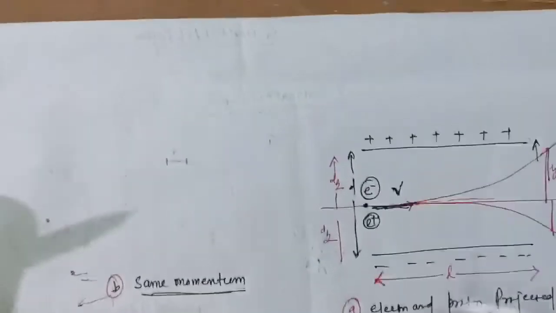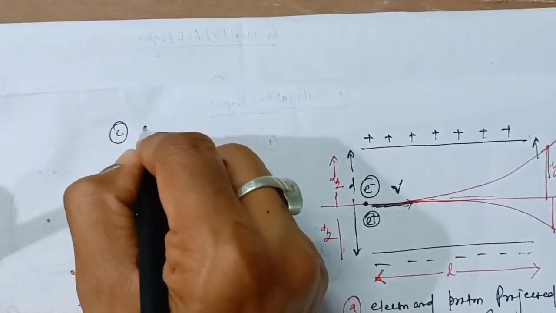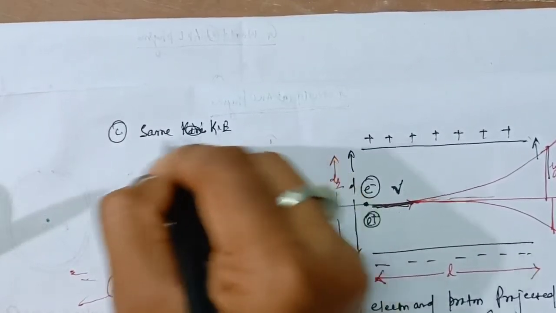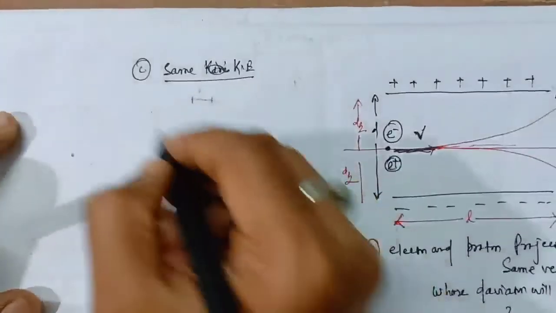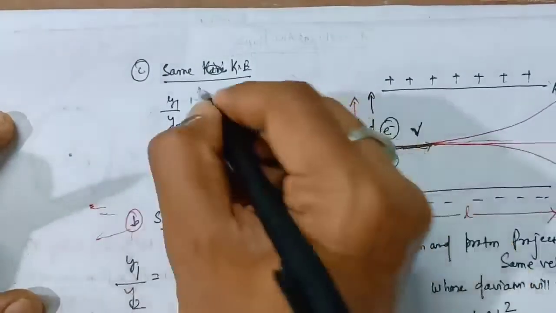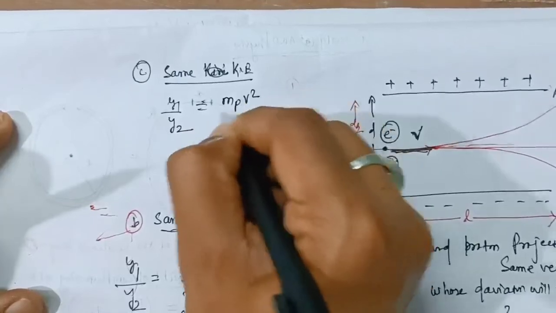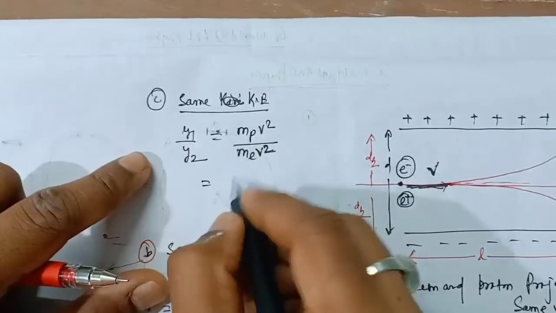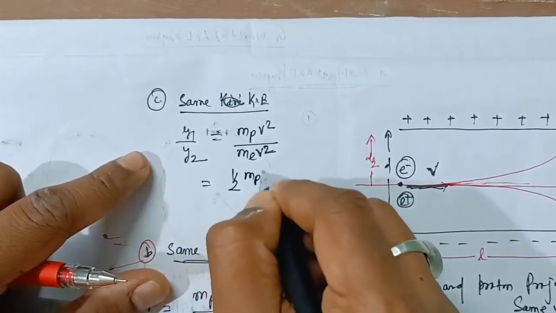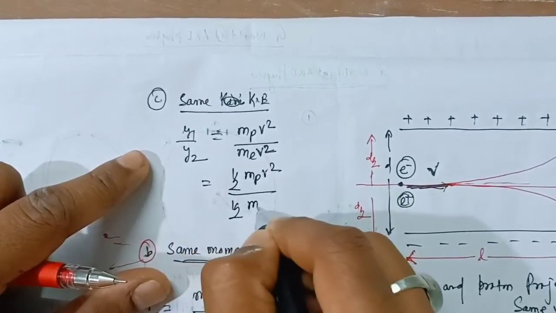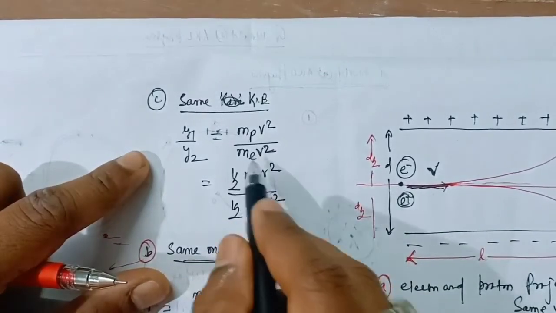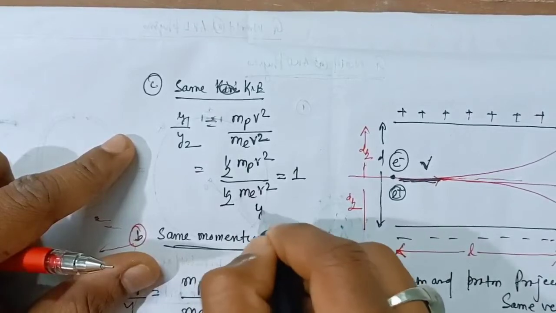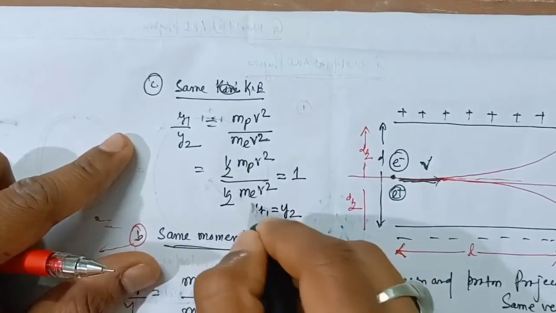Similarly, the question can be framed if they are projected with the same kinetic energy. I already know the relation very clearly: y1 by y2 equals mp v square over me v square. I need kinetic energy, so I multiply half everywhere: half mp v square and half me v square. If you observe carefully, they are projected with the same kinetic energy, so this factor ratio is 1 and we reach a very heuristic conclusion that y1 equals y2.